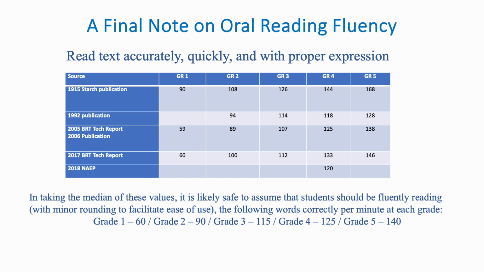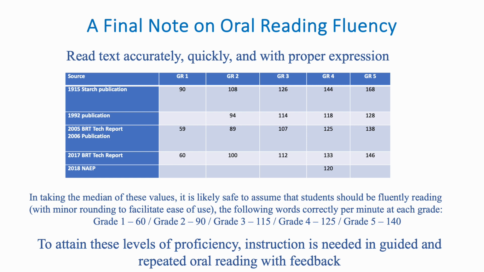These are the values that we have organized across these different studies, but we provide an easy-to-remember system for words correct per minute: 60 in grade 1, 90 in grade 2, 115 in grade 3, 125 in grade 4, and 140 in grade 5. Finally, we address various instructional strategies in reading fluency instruction, but mostly focus on guided and repeated oral reading with feedback.